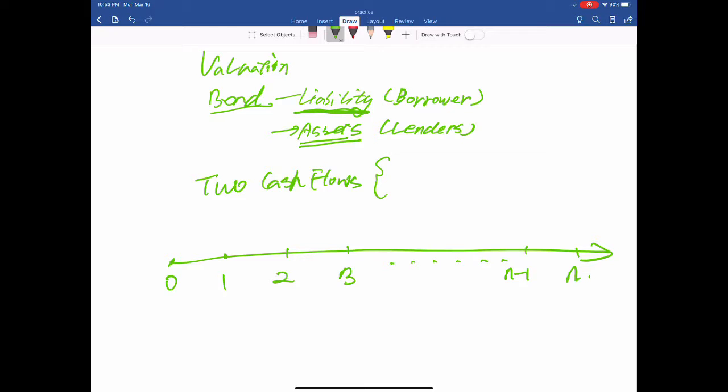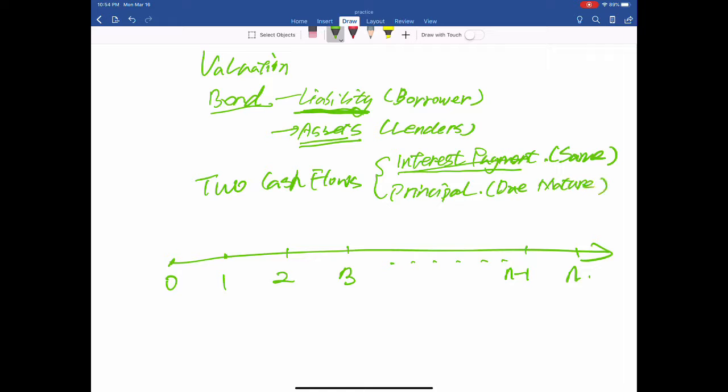The first is the interest payment. Okay, so interest payment depends on the agreement. The interest can be paid semi-annually, quarterly, or annually. And the interest payment is always the same amount. The next one is the principal, which is due when the bond matures. Okay?